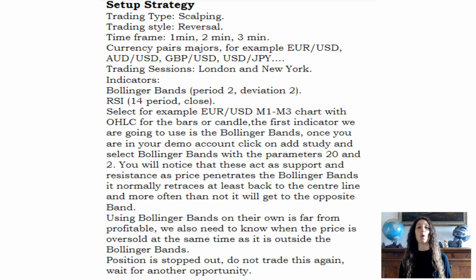The first indicator we are going to use is the Bollinger Bands. Once you are in your demo account, click on Add Study and select Bollinger Bands with the parameters 20 and 2. You will notice that these act as support and resistance as price penetrates the Bollinger Bands. It normally retraces at least back to the center line, and more often than not it will get to the opposite band. Using Bollinger Bands on their own is far from profitable. We also need to know when the price is oversold at the same time as it is outside the Bollinger Bands.